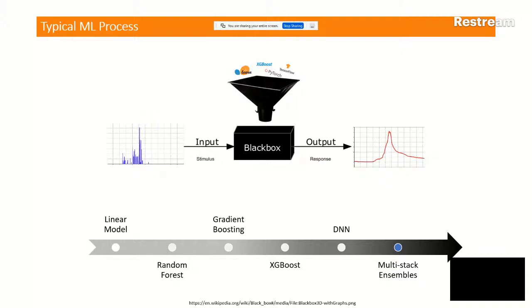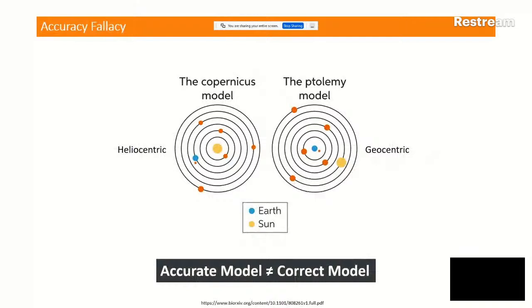But do we really create an accurate model? We chase this mirage of accuracy, but the question really here is, do we really create a model that is accurate? This is the accuracy fallacy, as I call it, and I'll explain that in a bit.